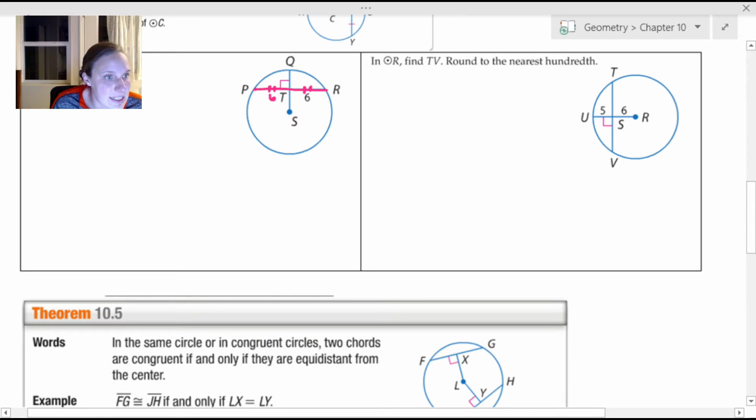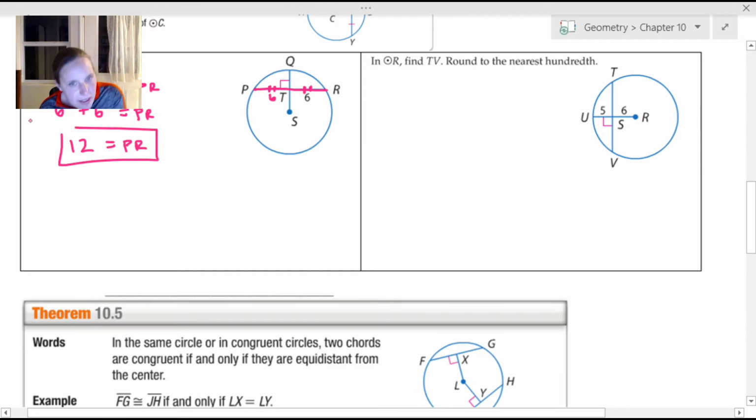So PT plus TR is going to be equal to PR. They're both 6. 6 plus 6 is equal to PR. What is 6 plus 6? I hope you said 12. It's 12. 12 is equal to PR.